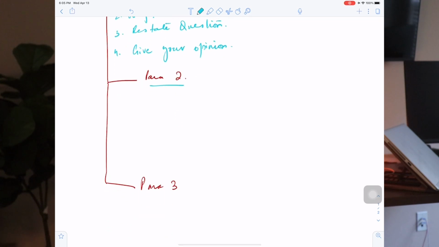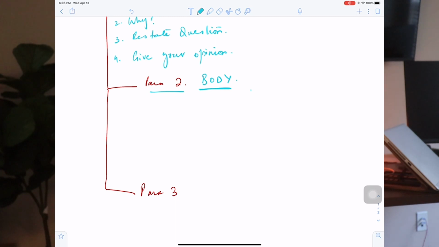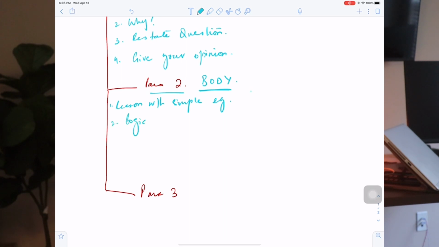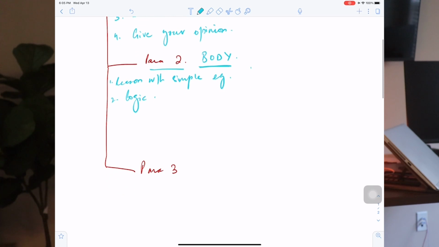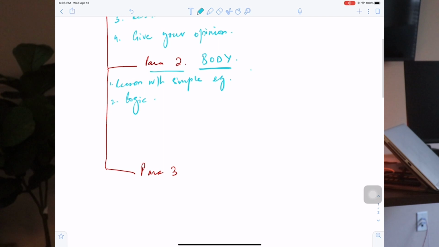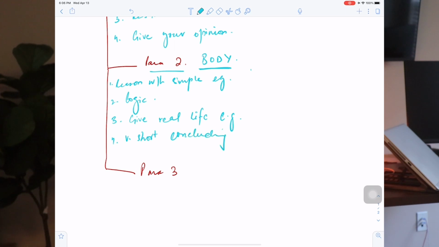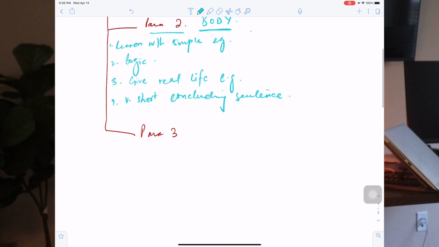Then we will come down to paragraph number 2. This is going to be the body of your essay, and you're going to write the first point, something like your reason with a simple example. And then you will give the logic behind your reason as to why you think either you agree or disagree if the teacher's ability to teach a subject is more important than the expertise of the subject being taught, and then the logic behind it. And then you will make up an example or maybe give a real life example. Give a real life example, in my case that's easier to tackle. And then a very short concluding sentence, and that is usually something like, and this is how I think a teacher's ability is more important or is not more important than the expertise of the subject being taught.